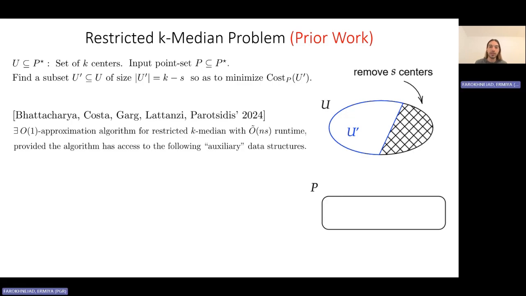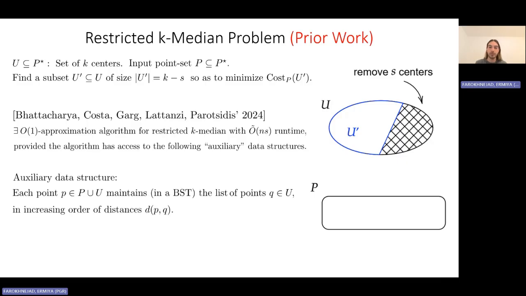And we are assuming that we have access to some auxiliary data structure. And what is that data structure? It's as follows. For any point in the space, we have the sorted distances of this point to all of the centers in some binary search tree. If we have this auxiliary data structure, then we can solve this restricted k-median in N times S time to get a constant approximation. This comes from previous work.